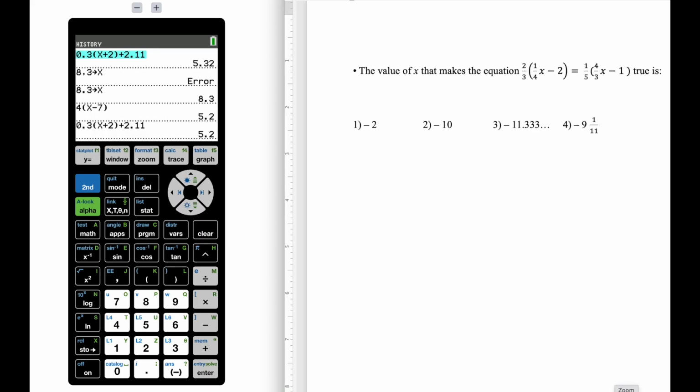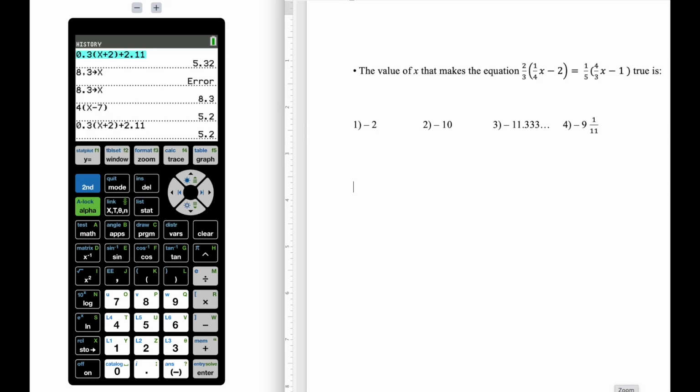Okay, let's try a similar one. Notice we got a whole lot of fractions here, so it's a good opportunity to practice those fraction buttons if you haven't gotten used to it already. You can try the left side using -2. You can try the right side using -2. See if you get the same answer. If you do, that's the answer. Otherwise, try the other ones.